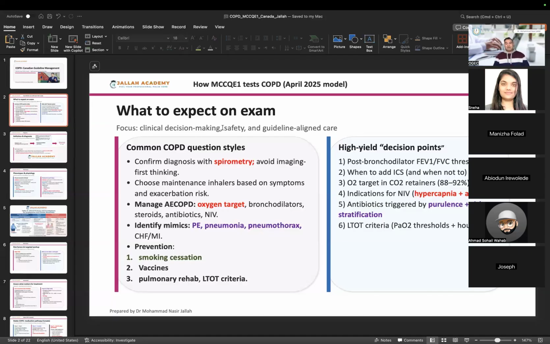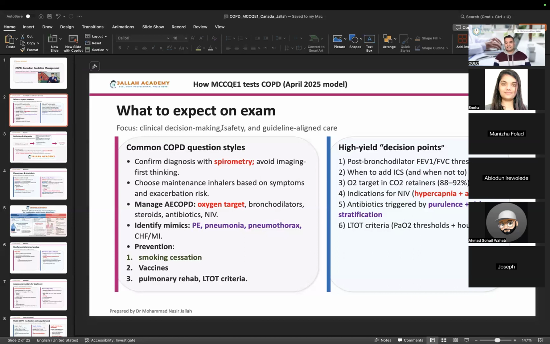And identifying the mimics. There are some conditions that mimic the clinical picture of COPD that we have to rule out, like pulmonary emboli, pneumonia, pneumothorax, congestive heart failure, which happen to also be complications. Prevention, the best and most important thing that we need to know, smoking cessation. Another is vaccination. Another one is pulmonary rehabilitation and long-term oxygen therapy. And we need to know everything about all these points that I'm mentioning.